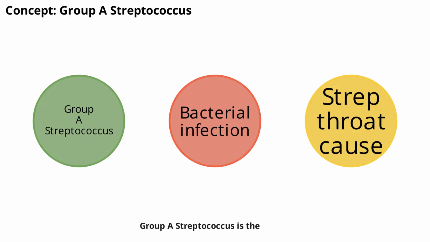Group A Streptococcus is the bacterium responsible for causing strep throat. It can lead to a range of illnesses, from mild throat infections to serious complications if left untreated. Identifying this bacterium is the main goal of strep throat testing.